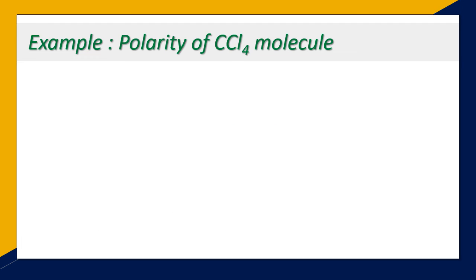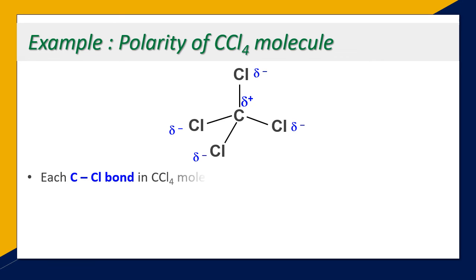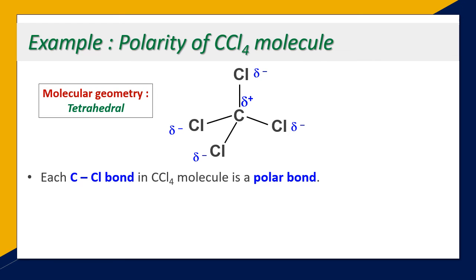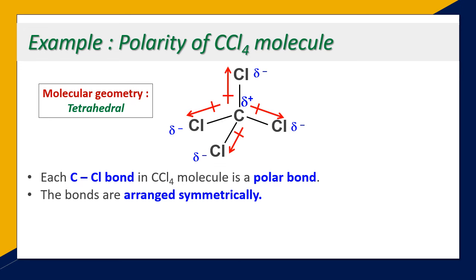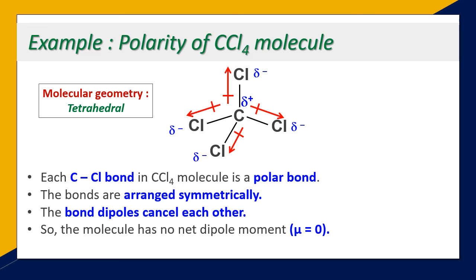The next example is the tetrachloromethane molecule. This molecule consists of C-Cl bonds, which are polar bonds. All the bonds are arranged symmetrically in tetrahedral. Thus, the bond dipoles can cancel each other and the molecule has no net dipole moment, or equal to 0. Therefore, the CCl4 molecule is a nonpolar molecule.